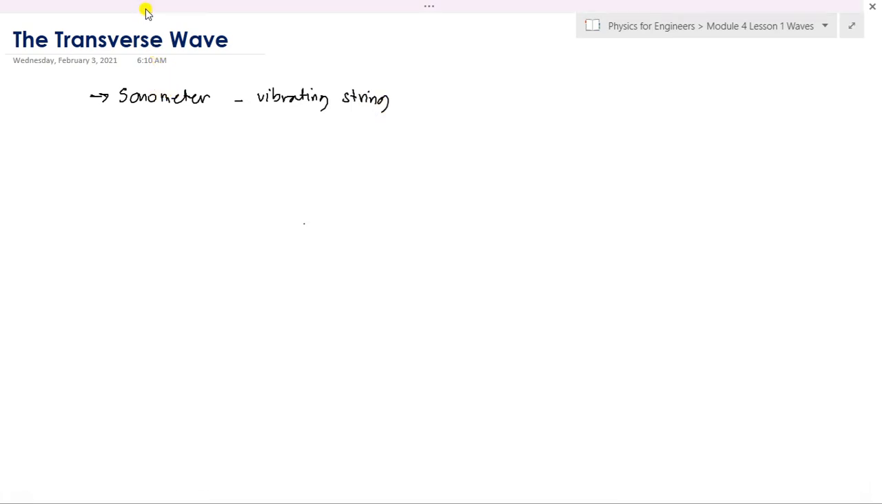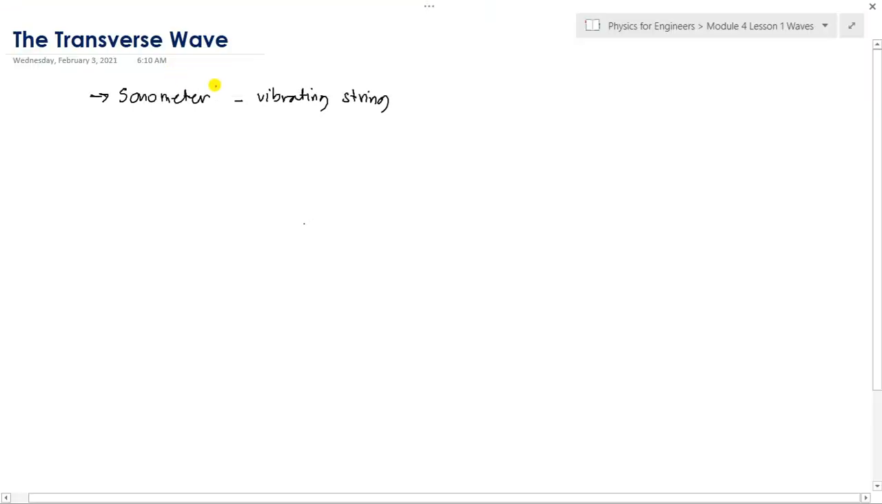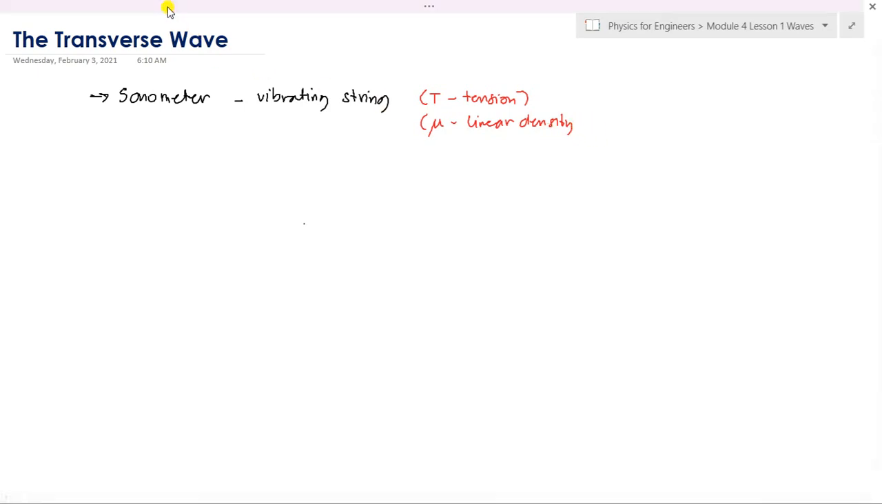And for a sonometer, actually associated na siya with different parameters. So the first one is we have tension. Kaya ang namatay spring, so 10T. This is for tension. Of course, we have mu. This is the linear density. So this is actually kilogram per meter. Linear mass density din siya. Linear mass density.